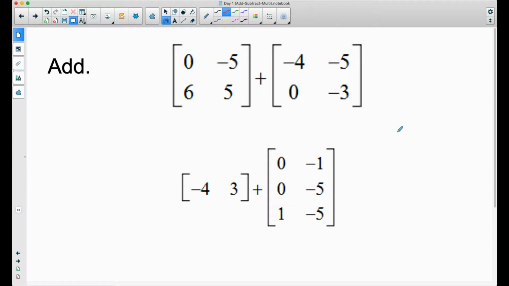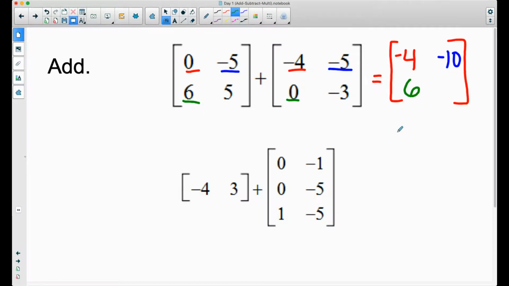So if you had to do this by hand, I would just simply add 0 and -4. -5 plus -5. 6 plus 0. And 5 plus a -3. Okay? That's why they have to be the same dimensions. But I know those of you out there that still multiply 3 times 1, just to make sure it's still 3. Y'all are out there.